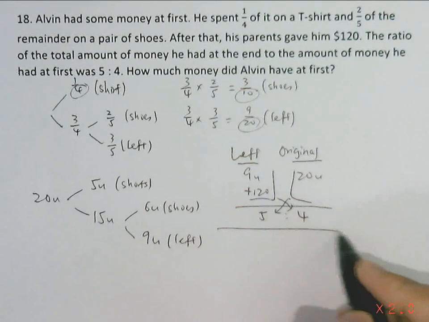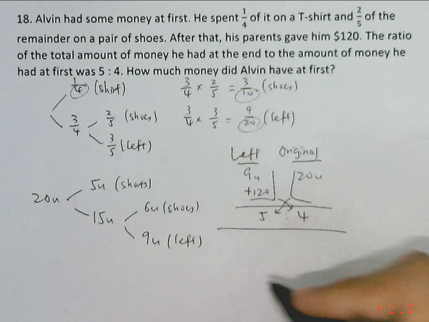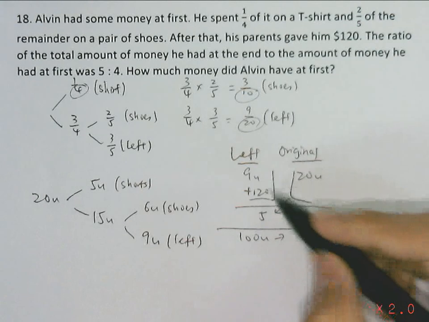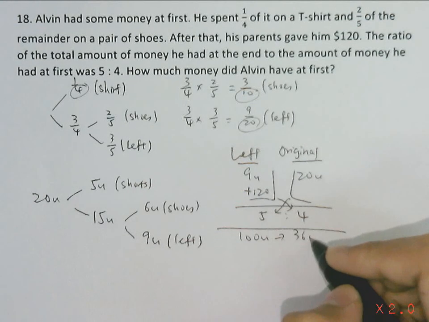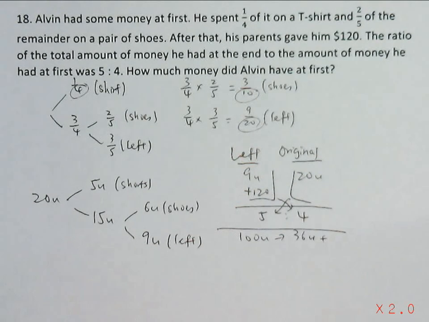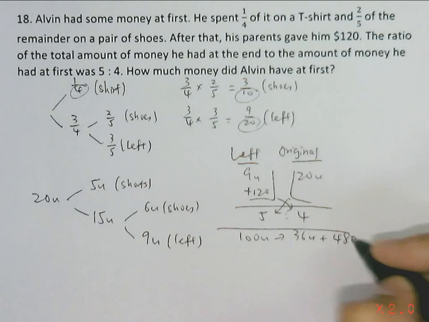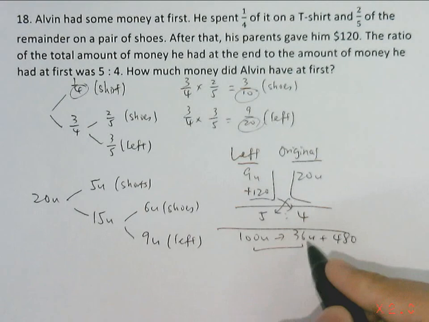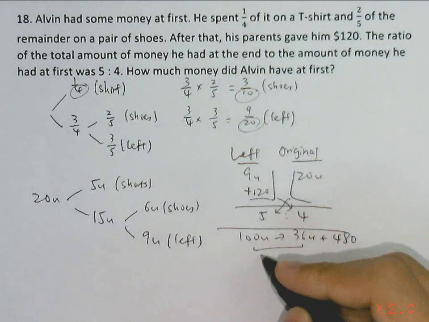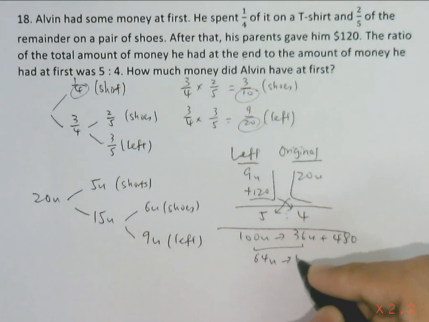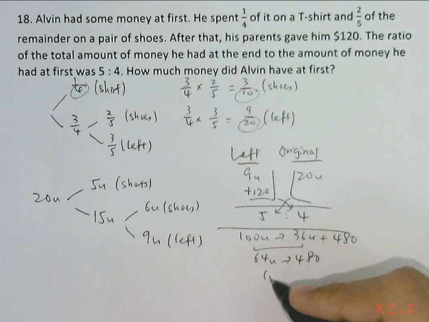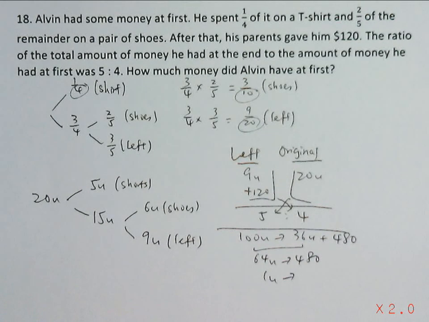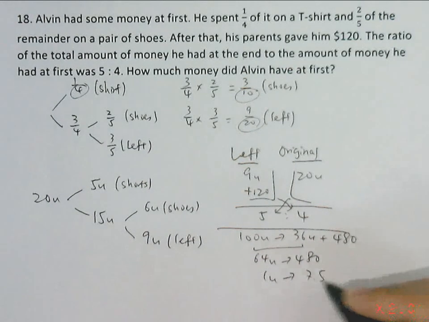Alright, and we will have 20 units multiplying by 5, which is 100 units, will be equal to 9 multiplying by 4, 36 units, plus 120 multiplying by 4, 480. So we find the difference between 100 units and 36 units, which is 64 units, will be 480. So you can find 1 unit, taking 480 dividing by 64, there will be 7.5.